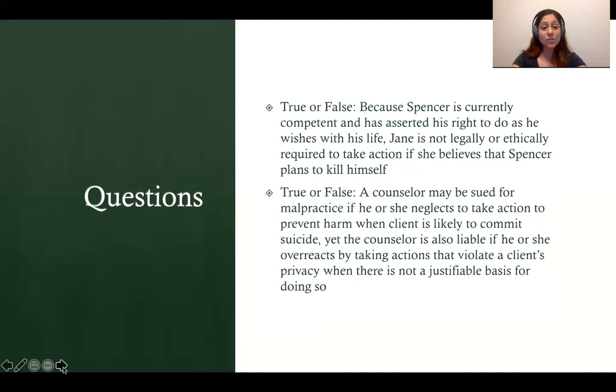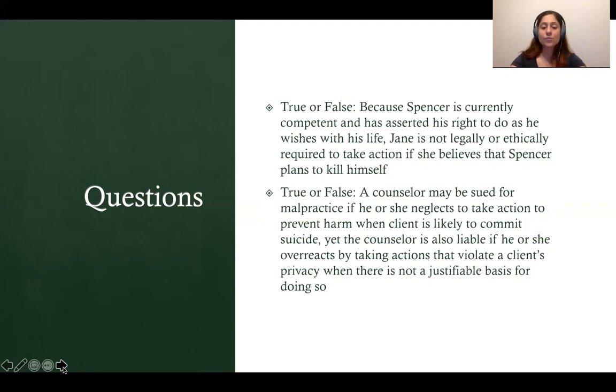Okay, so the answer here is false. Jane is ethically required to at least assess for suicide and to make reasonable attempts to prevent harm, even though Spencer is competent and wants to exert his autonomy. Second question, true or false?